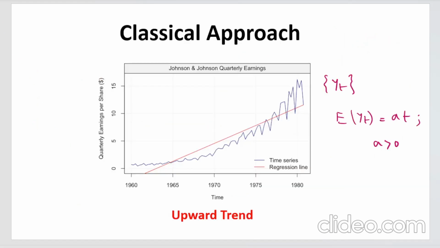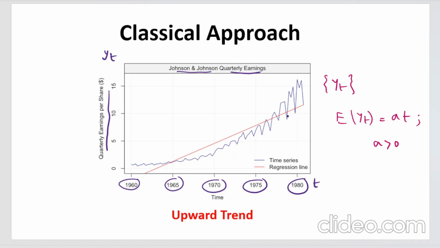Now let us see some examples of trend. As I have given you the example, suppose this is the time series plot. If you plot time here and you plot YT here, YT is the quarterly earnings per share. Suppose this is the share price of Johnson and Johnson's quarterly earnings. So here you have the time periods available to you. In every 5 years, it is showing how the share price of Johnson and Johnson has changed over the years.